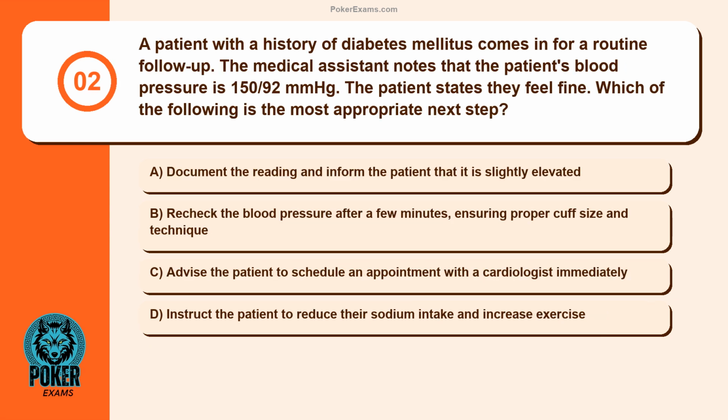Question 2. A patient with a history of diabetes mellitus comes in for a routine follow-up. The medical assistant notes that the patient's blood pressure is 150/90 mmHg. The patient states they feel fine. Which of the following is the most appropriate next step?